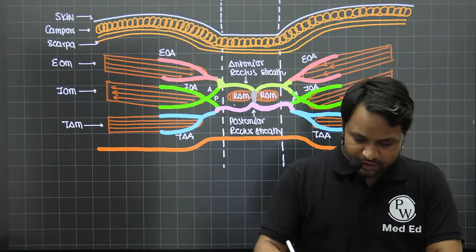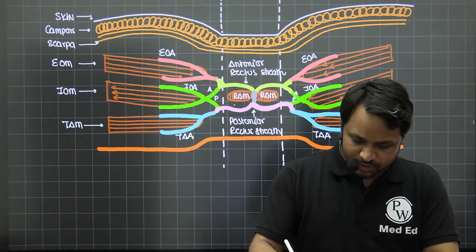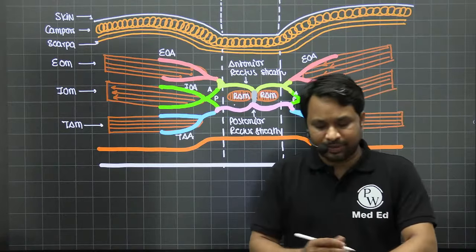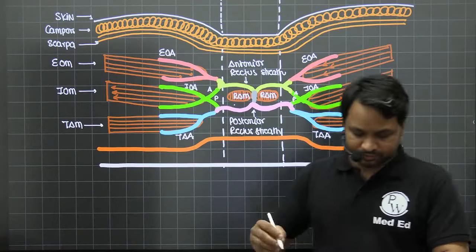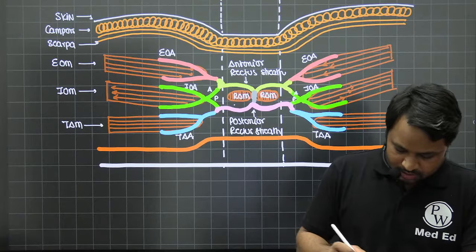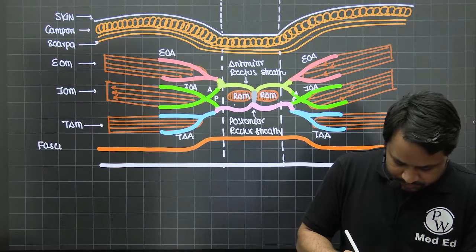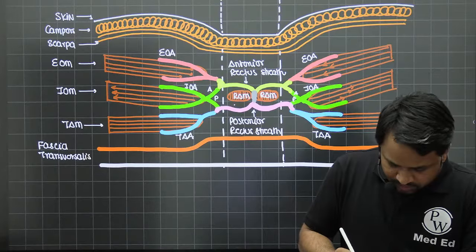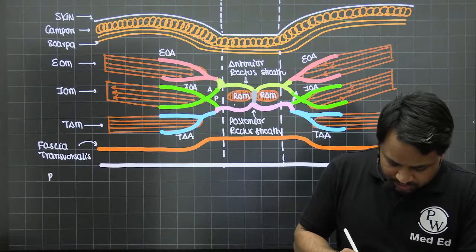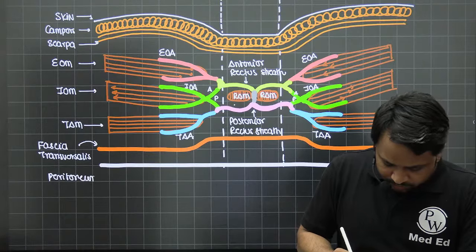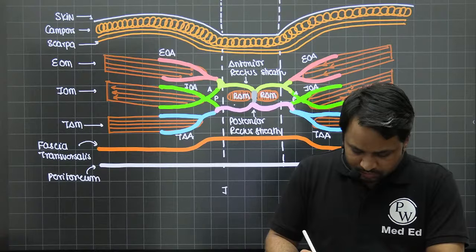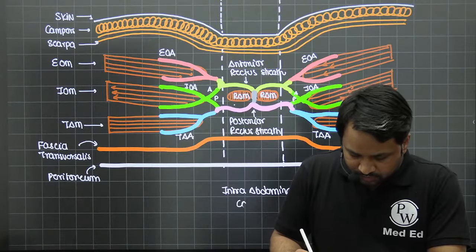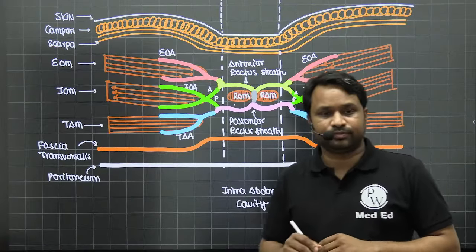Now, just below the fascia transversalis, you have the peritoneum. The innermost is going to be the peritoneum, and below that you have the bowel, right? So when you look at this context, this is your fascia transversalis, and the last layer is the peritoneum. And once you breach the peritoneum, this is your intra-abdominal cavity, right?